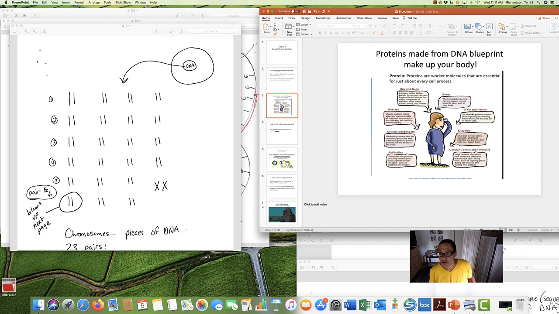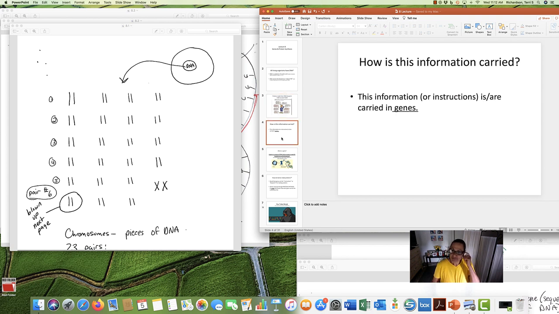Those are proteins. Your brain and nervous system are made up of proteins. There are proteins in your blood. Your hair and your nails are made of proteins. Muscles are made of proteins. Even your immune system, antibodies that help fight off bacteria and viruses, are made of proteins. So your body needs millions and probably billions of proteins, and those are made using the DNA as a blueprint to tell what proteins to make. These instructions are carried in the DNA in genes.